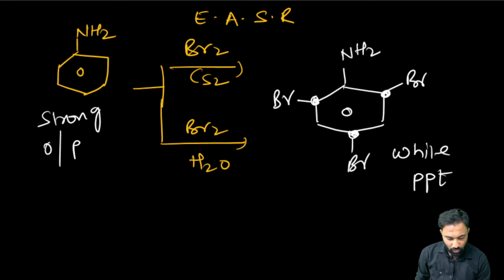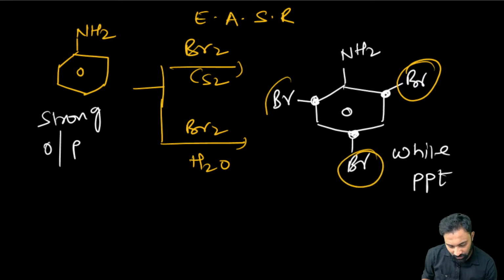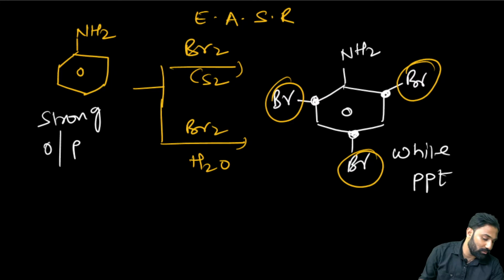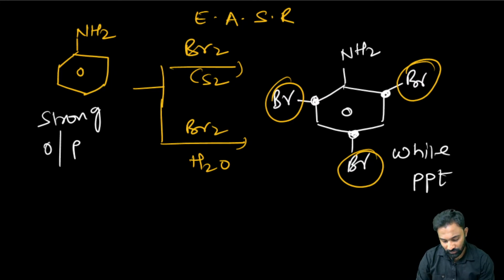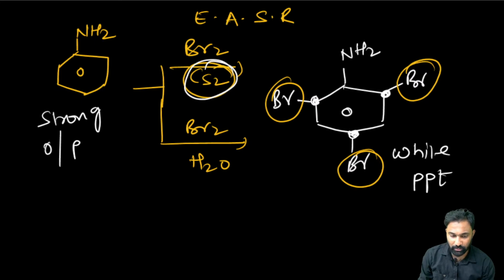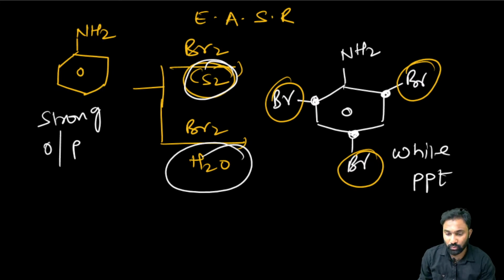Here, to not get this tri-substituted product for aniline, whatever reaction you are doing, we are getting the tri-substituted product. To not get the tri-substituted product, what do we have to do? If you take the bromine in a non-polar solvent also, you are getting the tri-substituted product. If you take Br2 with H2O in a polar solvent also, you are getting the tri-substituted product.